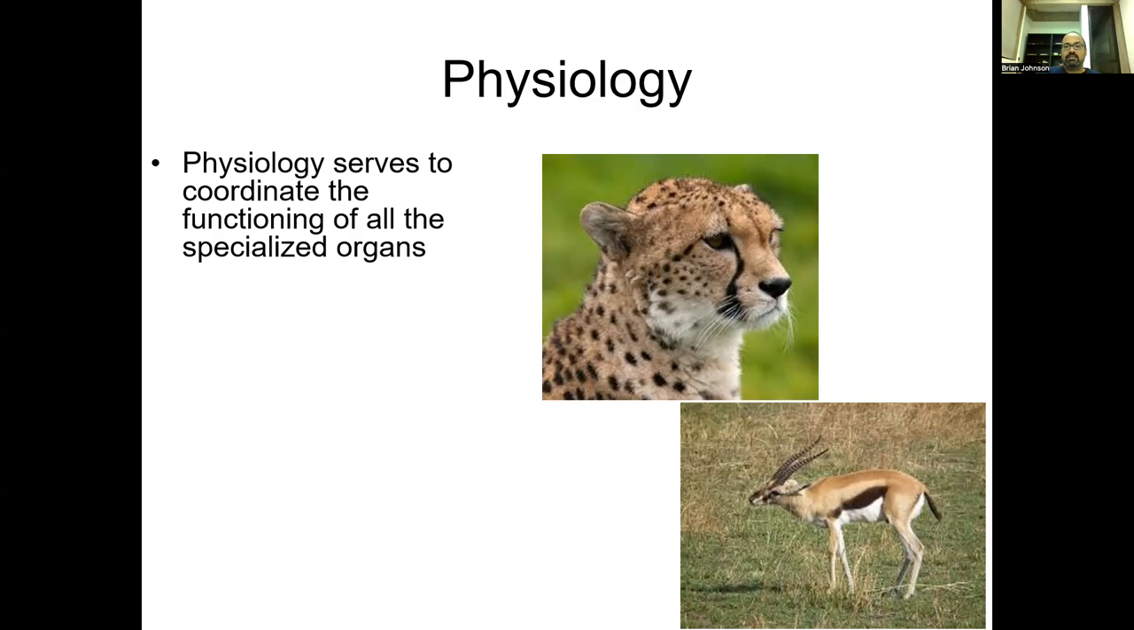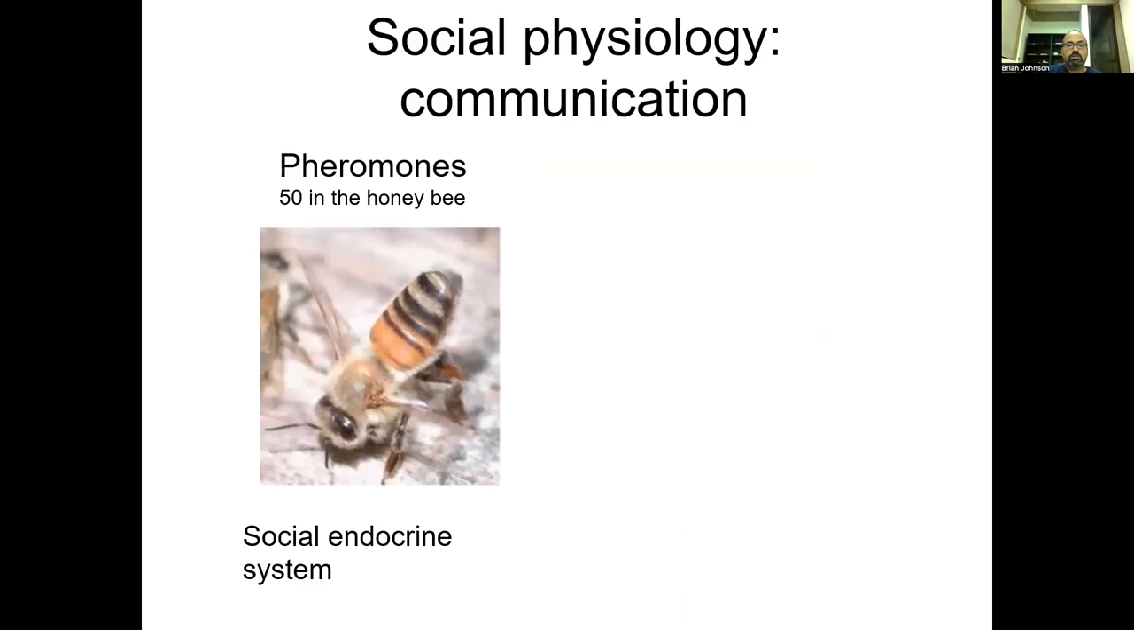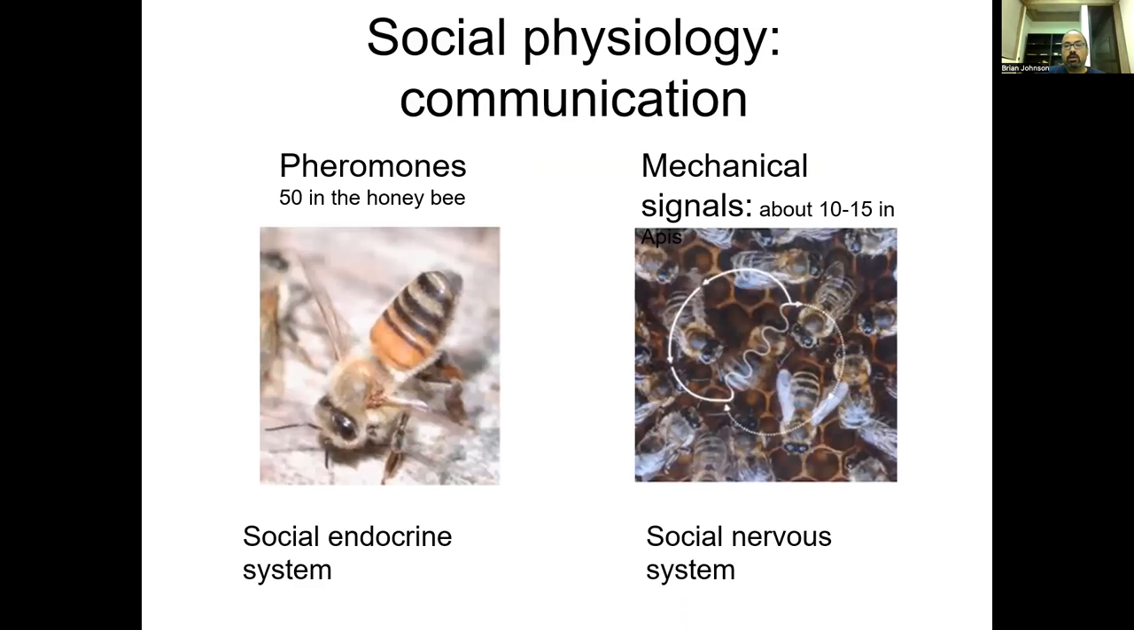What's interesting is that all these different cells in your body, these specialized things, have to know what the big picture is, right? And so coordination is, what's the big picture? What should I be doing right now? Physiology is about coordinating all these different specialized parts. So social insects do coordination as well. Their pheromones are for that.